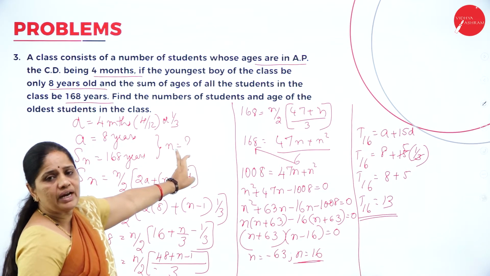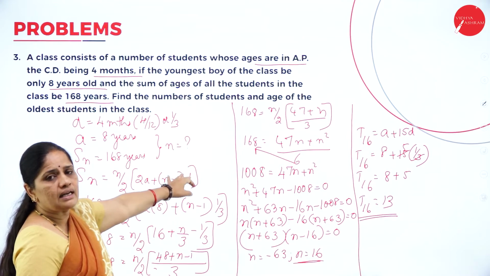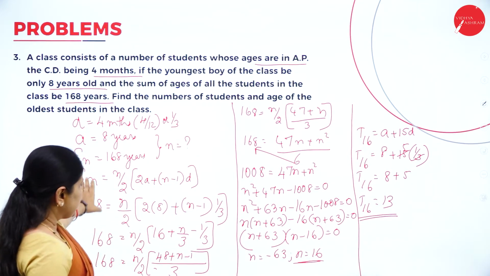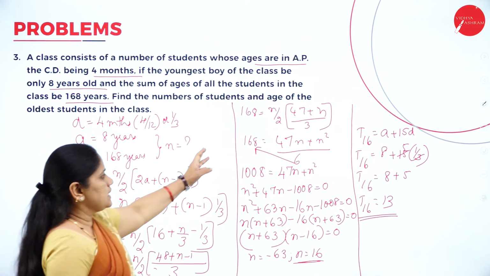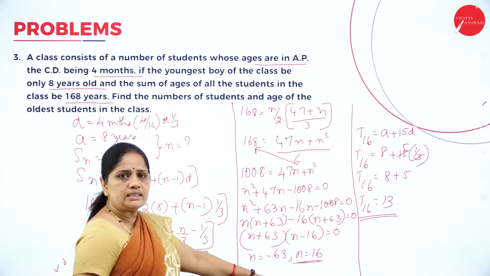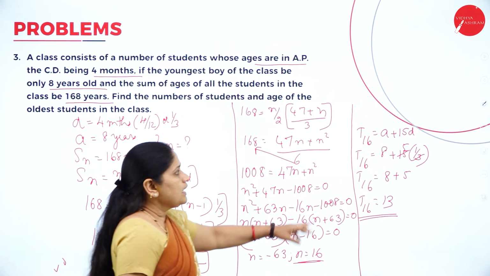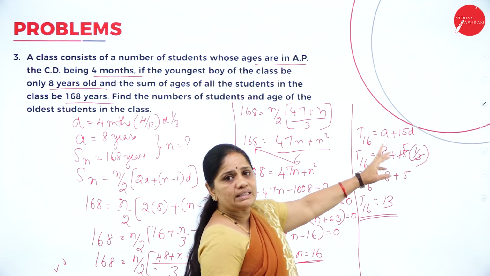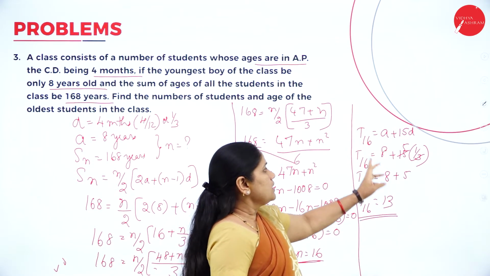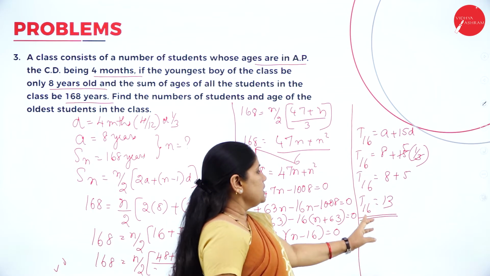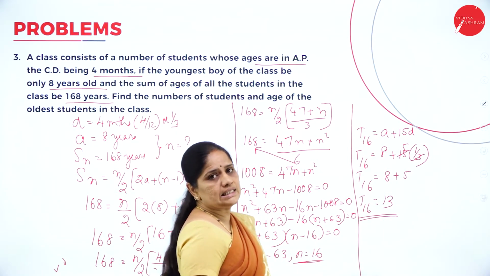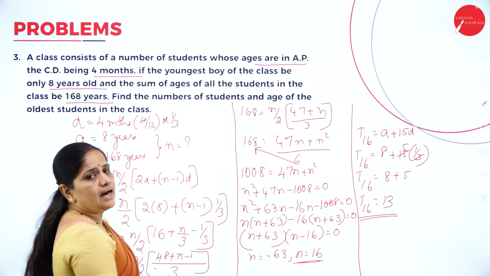Now we have to find out N. What is N here? The number of students in the class. So SN formula I have used here, and I have got here N equals 16. Now the age of the oldest boy in the class is T16. So A plus 15D. So T16 equals 13. So this is the answer.